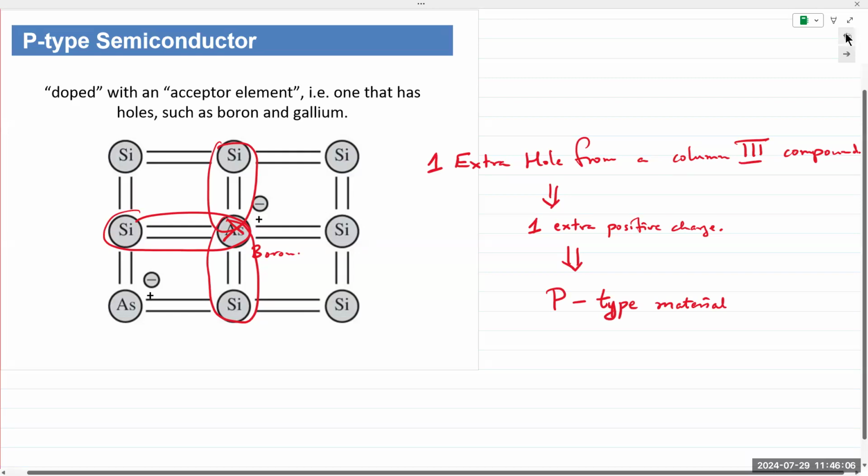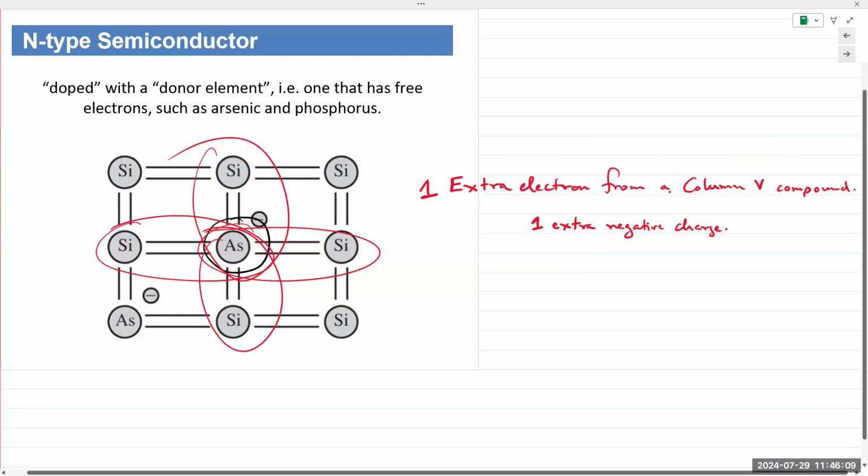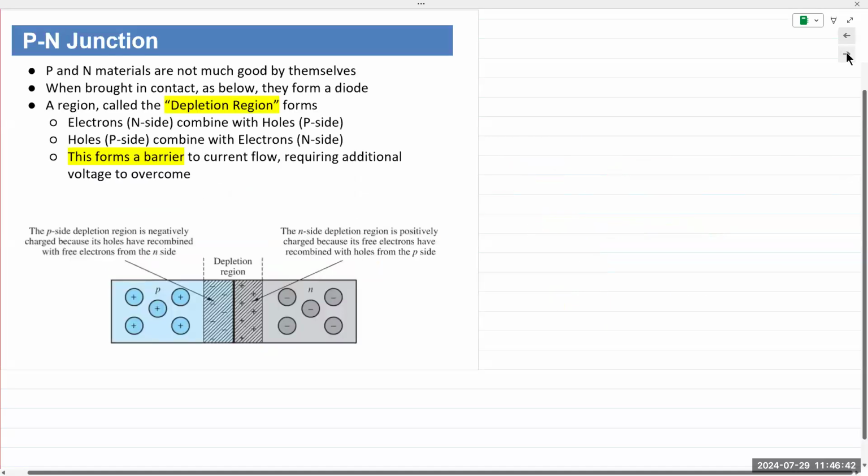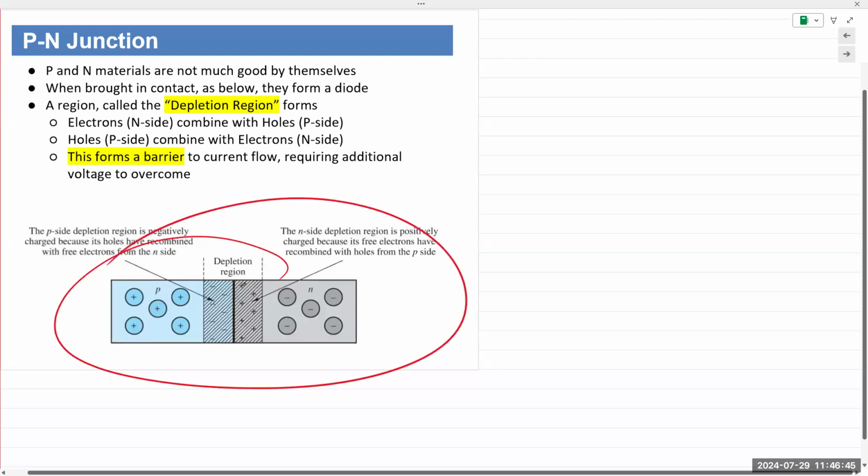When we add arsenic or phosphorus, we have one extra negative charge. And so we have an N-type material. Just by itself, a P-type or N-type material is of no use. I mean, we can find uses for those, but for the purposes of our class and our discussion, not much use by themselves. The magic happens when we bring both of them into close contact.